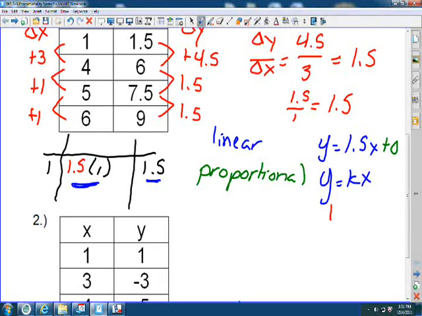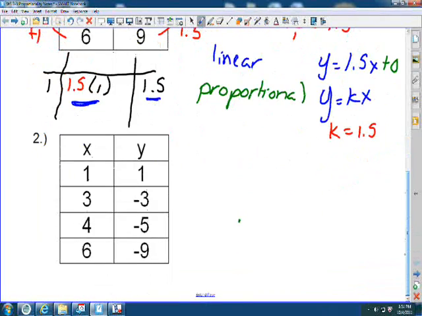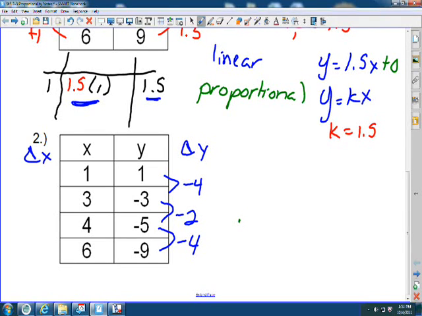Well, k equals 1.5. And we'll worry about what to do with that later. Right here, first thing you'll do is delta y. The change in y right here is minus 4, right here is minus 2, minus 4. Delta x: plus 2, plus 1, plus 2.